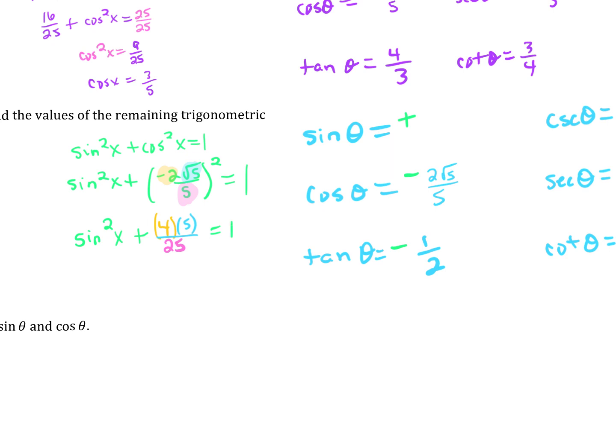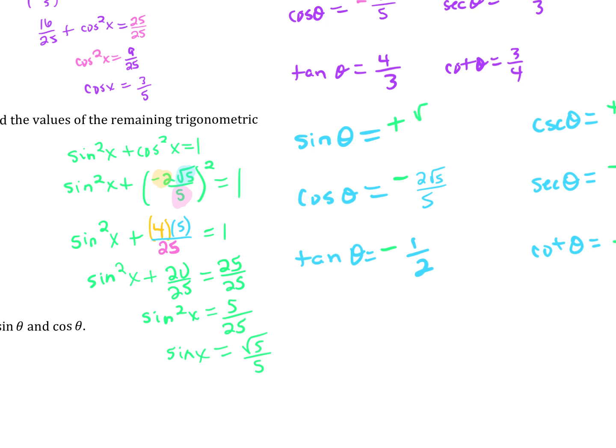So take a look at that again. Think about it kind of as those each individual parts and square it. So square the -2, square the square root of 5, square the 5, right? So that gives us sine squared x plus 20 over 25 equals 25 over 25. There you go. So sine squared x is, when we subtract, we get 5 over 25. So our sine is positive root 5 over 5.